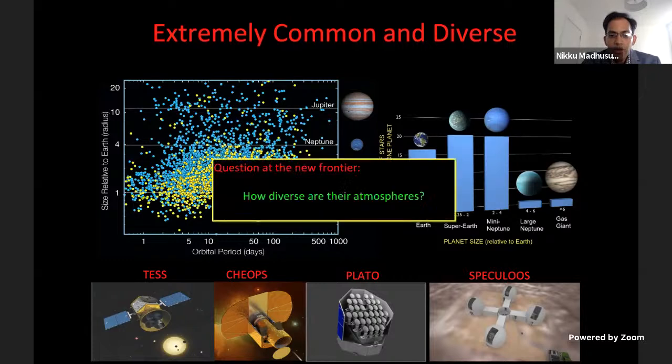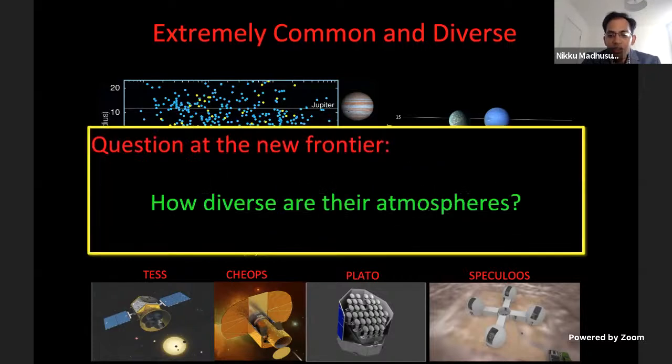Okay, so a broad question that has been around for a good part of the past decade is to ask, how diverse are exoplanetary atmospheres? And in order to answer that broad question, we want to observe many such planets around nearby bright stars, so we can characterize their atmospheres. That is the reason why there are many more planet detection facilities even now, and coming up, to detect more and more planets around nearby stars.